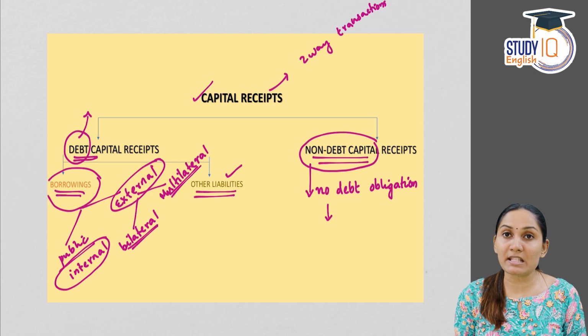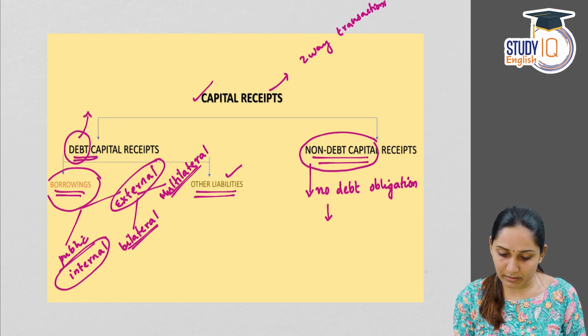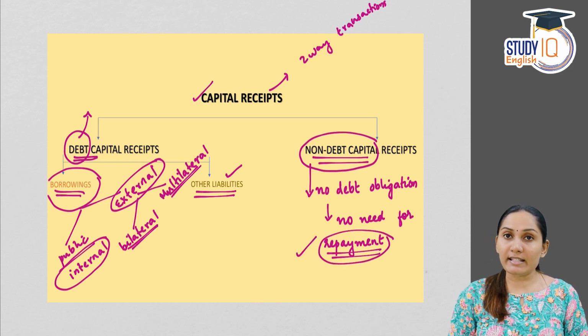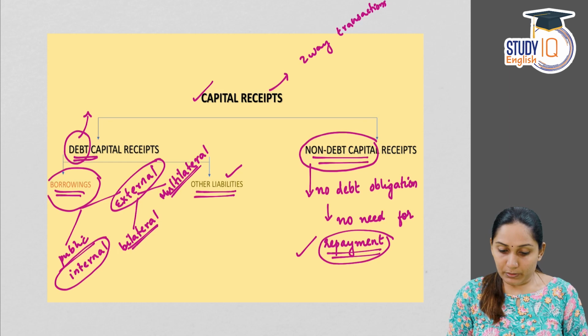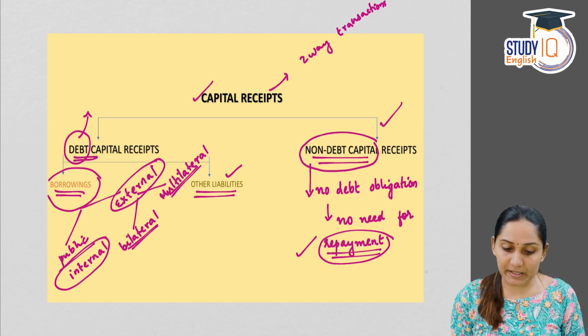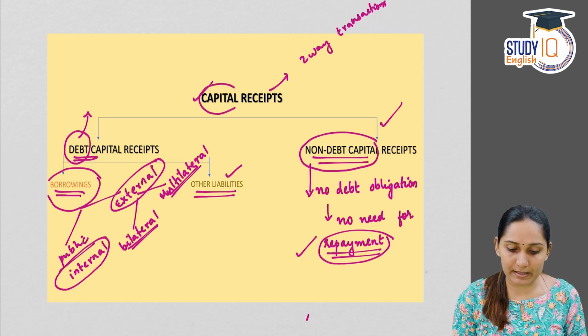No debt obligation means there is no need for repayment. There is no repayment obligation. That is non-debt capital receipts. So, debt capital receipts and non-debt capital receipts. That is within the capital receipts.